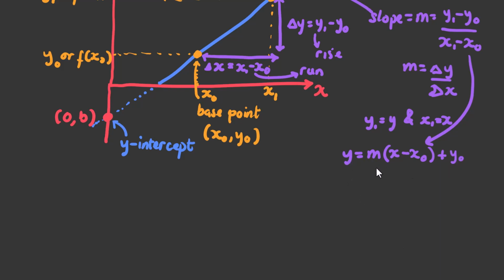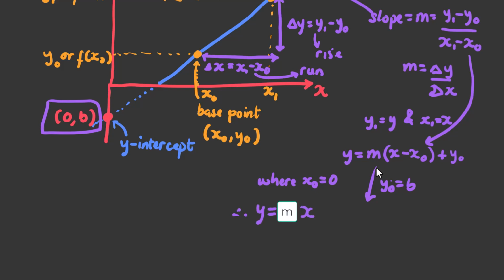By stating that x0 is equal to 0 and y0 is equal to b, as shown right here, we are now going to express our new equation as y equals mx plus b. Therefore, this implies that you are writing your equation in slope-intercept form.